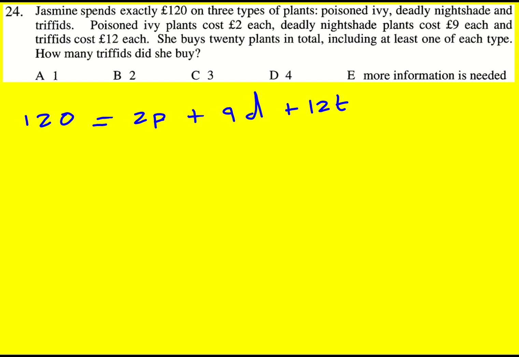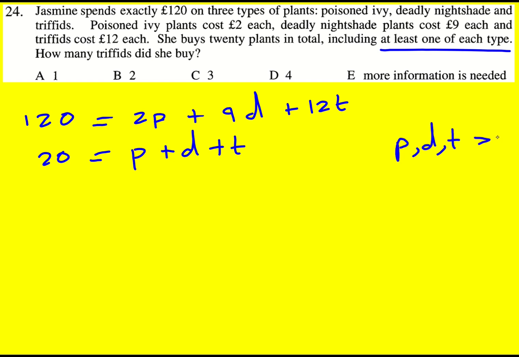She buys 20 plants in total, so I can create another equation. 20 must equal P plus D plus T. And this includes at least one plant of each type, so we know that P, D, and T are all greater than 0, the number of deadly nightshade, poison ivy, and triffids. Now what we have is a little system of Diophantine equations because P, D, and T are integers. Even though we've got 2 equations and 3 unknowns, the fact that we've got whole numbers is going to be enough to be able to work out what the values are.